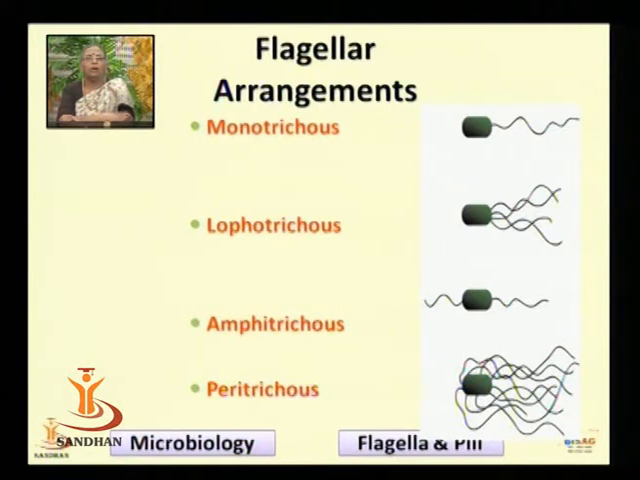Here you should note that in the first three figures, mono, lopho and amphitrichous, the flagella are present at either of the poles of the cell. They develop and are present at one of the ends of the cell. In case of the fourth figure, the flagellation is found all over the surface, that is, the lateral flagellation is there along with the polar flagellation, and as a result finally it is the peritrichous flagellation, where a large number of flagella are present all over the cell surface.